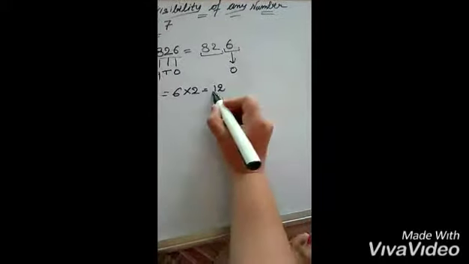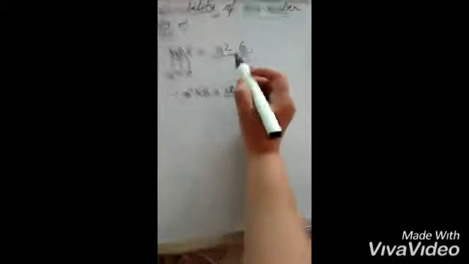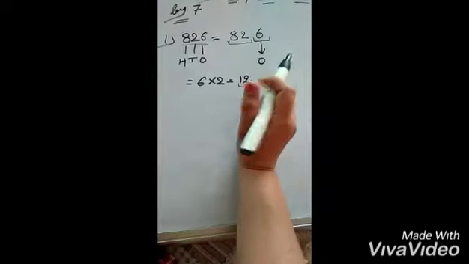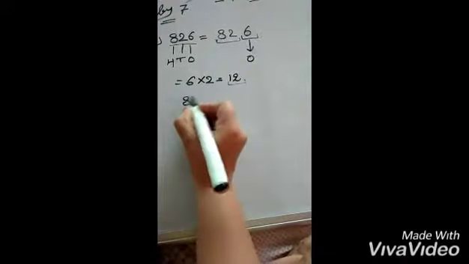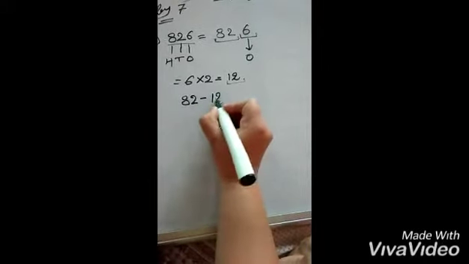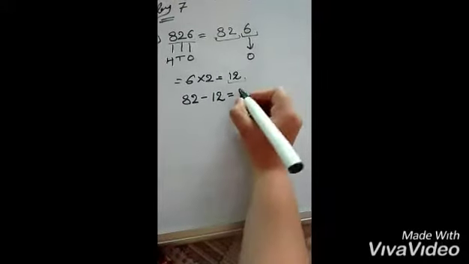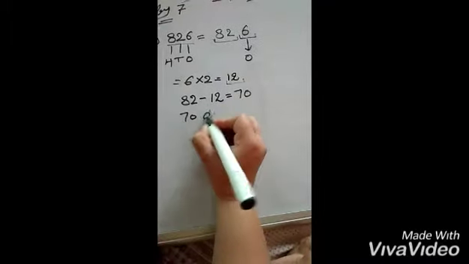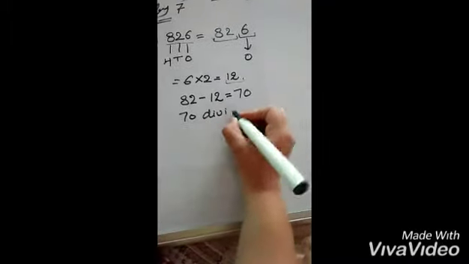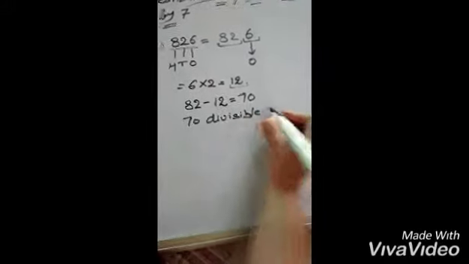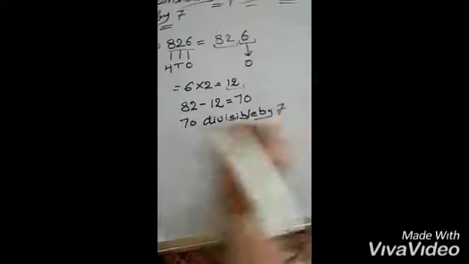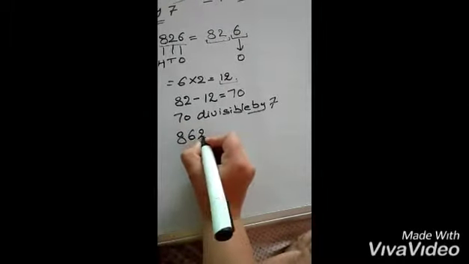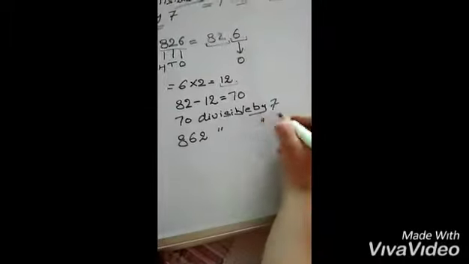So now we're gonna subtract this number from the number formed by the other digits, like 82. When I subtract 12 from 82, then I get 70. And I know 70 is easily divisible by 7. So I can say that the whole number, which is 826, is also divisible by 7.